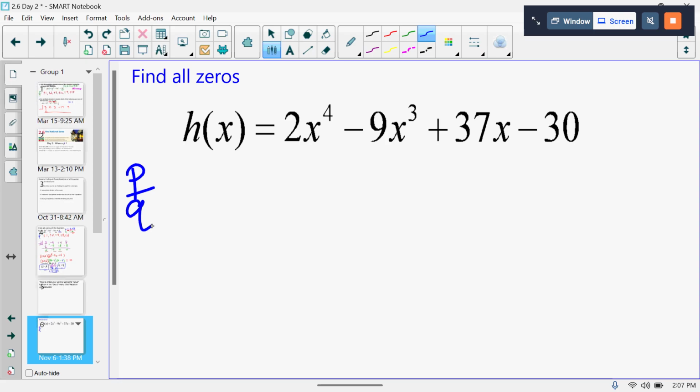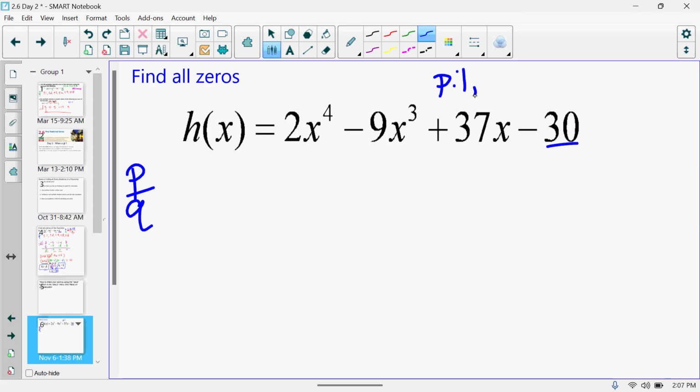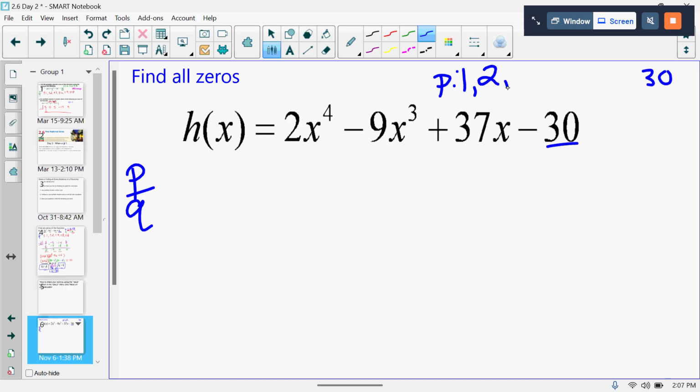So for P, remember, you're going to think of all the factors of 30. So the constant terms, like 1 times 30. Remember, I list them like this because I want them to be in order when I'm all done. 2 times, by the way, guys, if you don't know what, you're just going to have to do 30 divided by 2 to find out, but it's 15. If you don't know whether 3 goes into it, you have to do 30 divided by 3. And then 5 times 6.